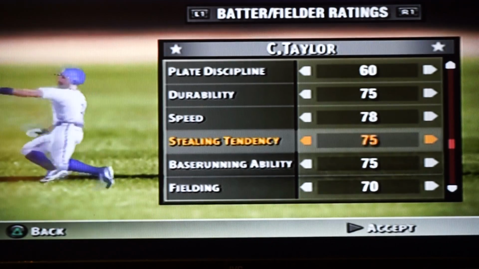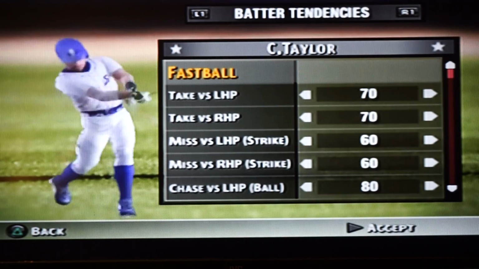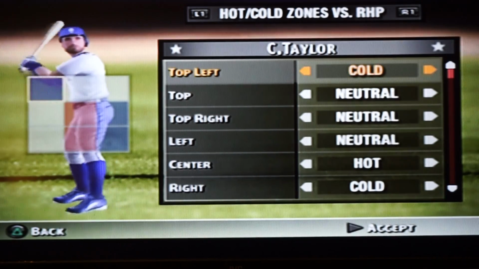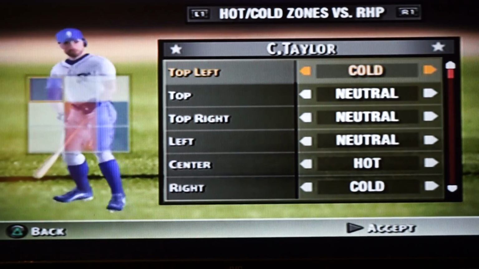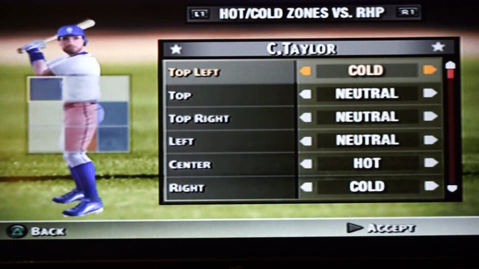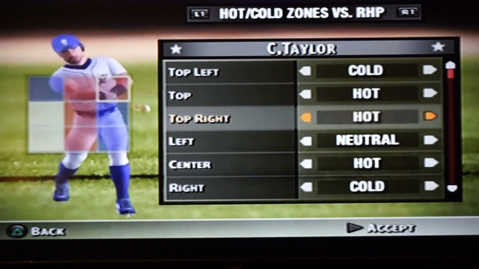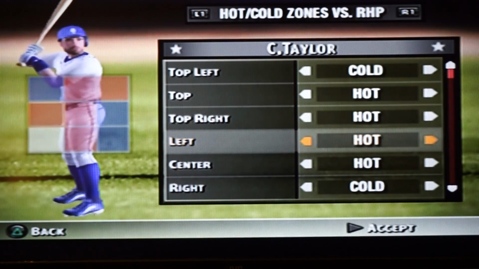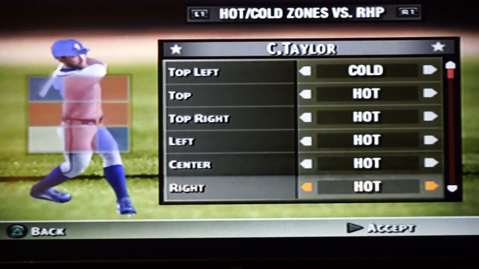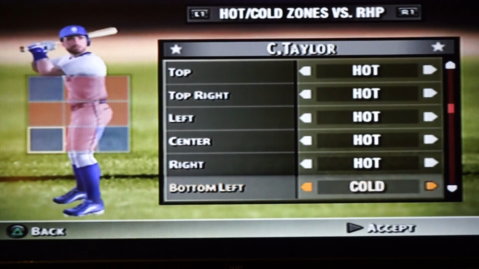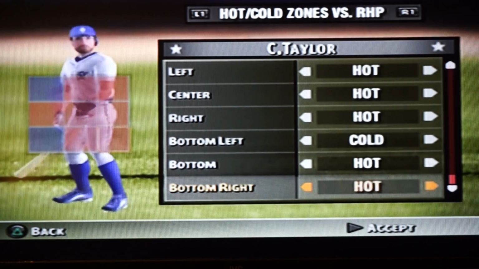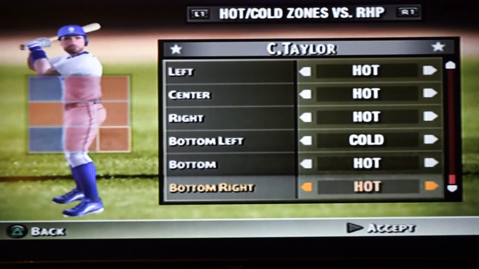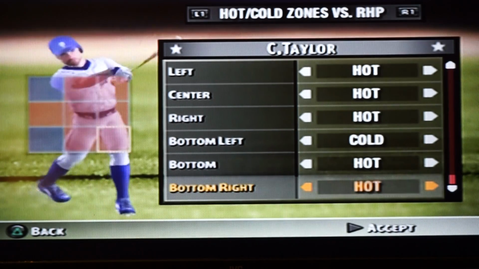Now, like I always like to do, after we go ahead and update these ratings, take a look at their hot and cold zones. So versus righties, and this is all on ESPN.com. If you've seen my other videos, you've heard me talk about that. And I always have the computer here on my side, so I'm just going in and making these changes while I'm looking at the web page here on my computer. So that's how he looks versus righties, lefties.